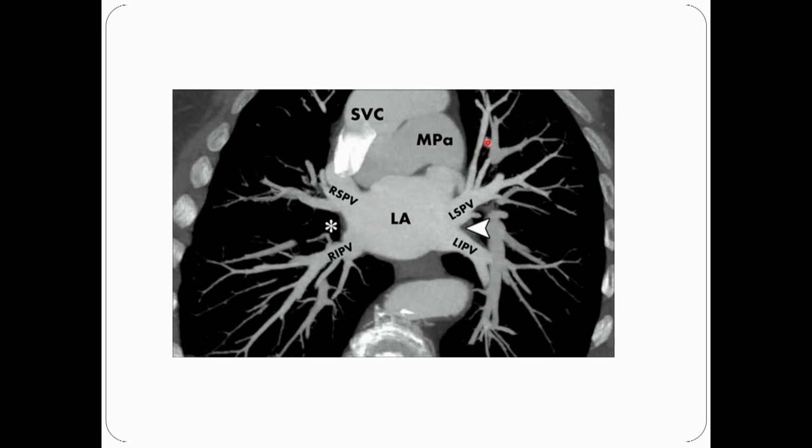Now coming to the pulmonary venous system, we know there are paired veins on either side which drain directly into the left atrium. This is the right superior pulmonary vein, this is the right inferior pulmonary vein, left superior and left inferior pulmonary veins draining into the left atrium.